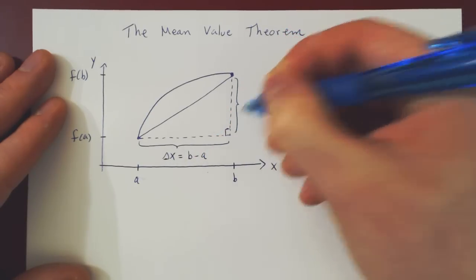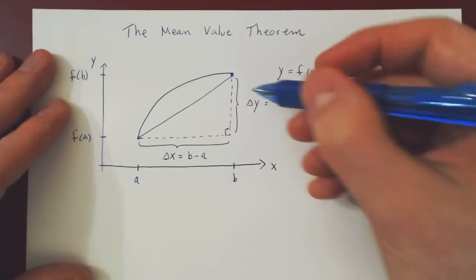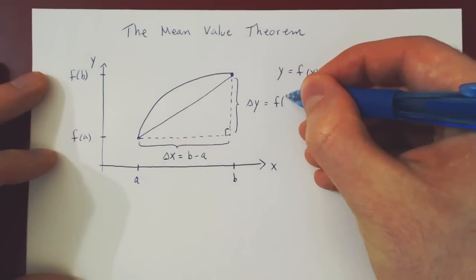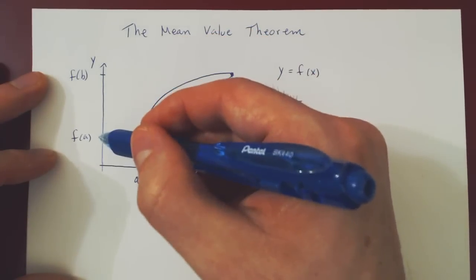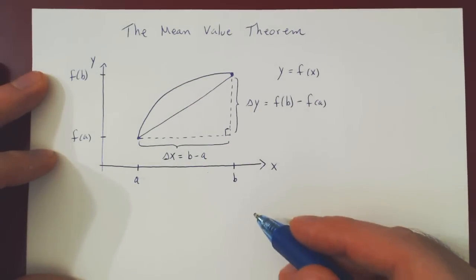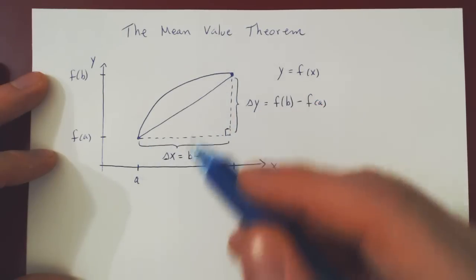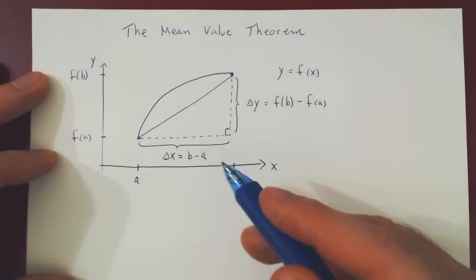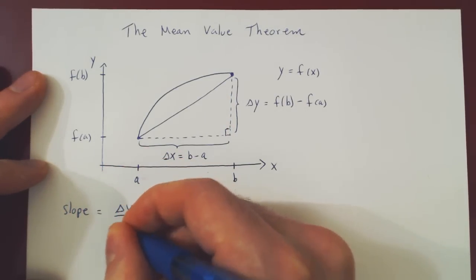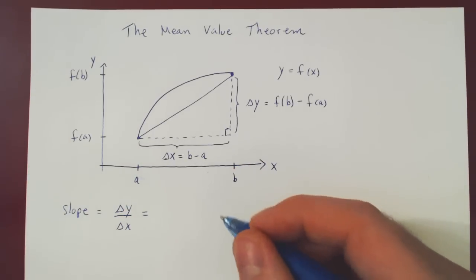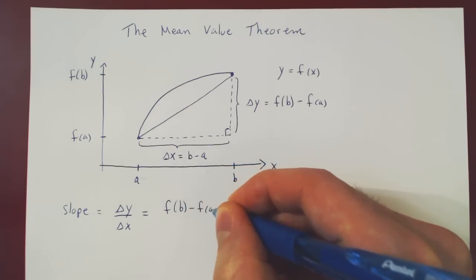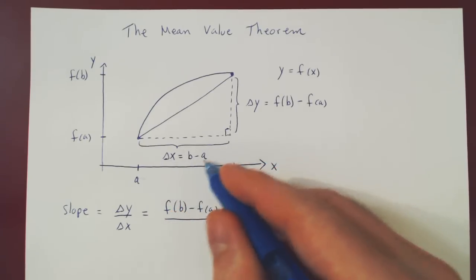Change in y, delta y, well, a change in y means taking the larger y value, f of b in our case, and subtracting the smaller y value, f of a. So that is the change in y. So of course the slope of this line connecting the point (a, f of a) with (b, f of b) is the change in y over the change in x, which here, as we have just found, is f of b minus f of a over the change in x, b minus a.